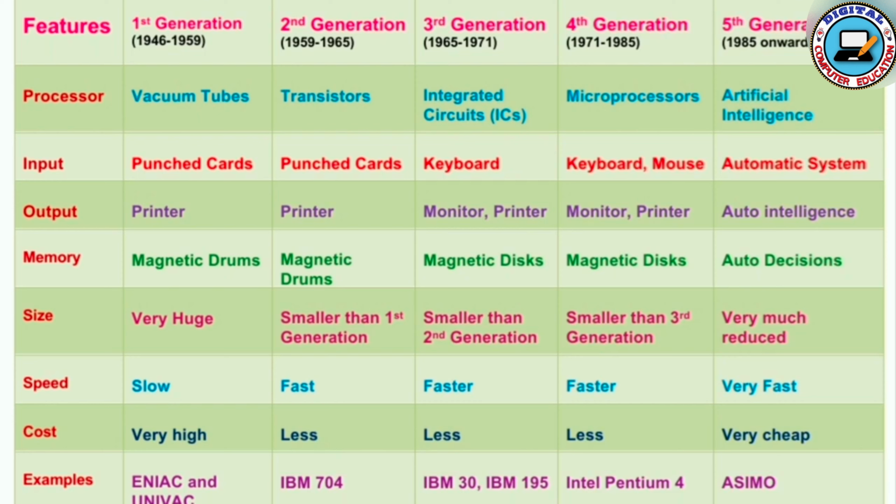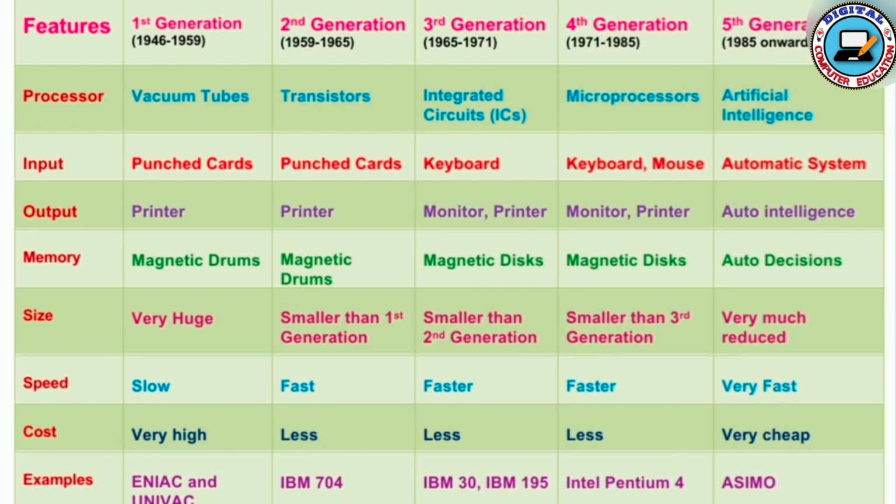Next about input, in first generation computers input punched card, in second generation computers input punched card, in third generation computers input keyboard, in fourth generation computers input keyboard mouse, in fifth generation computers input automatic system. Next about output, in first generation computers output printer, in second generation computer output printer, in third generation computers output monitor printer, in fourth generation computers output monitor printer, in fifth generation computers output auto intelligence.